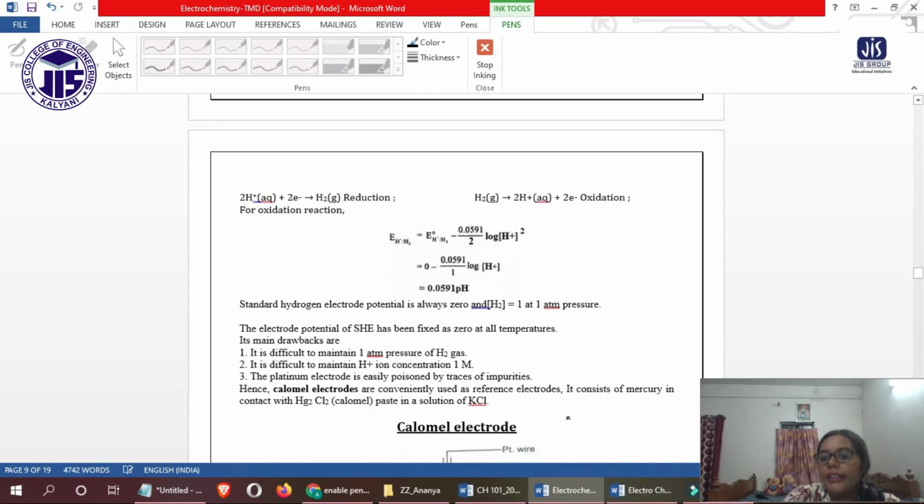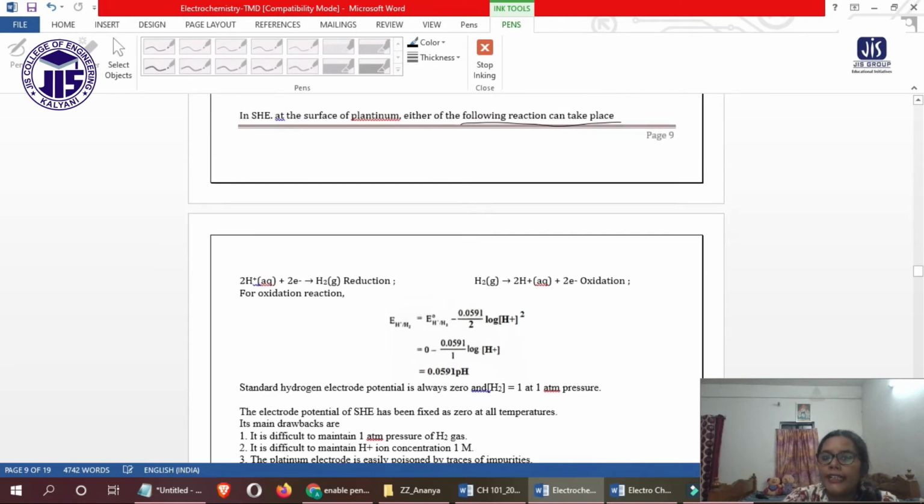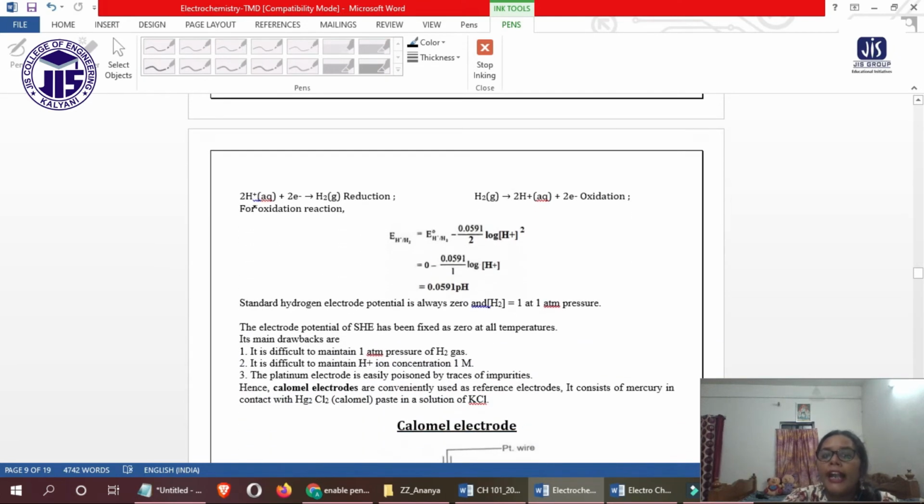So, what are the reactions we have in the standard hydrogen electrode? Generally, this is the reaction. First of all, the proton will abstract the electron and produce hydrogen. This is called the reduction reaction, as this is gaining of electrons. And hydrogen gas will release the electrons, producing the proton. This is the oxidation reaction.